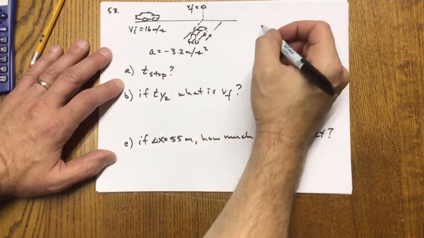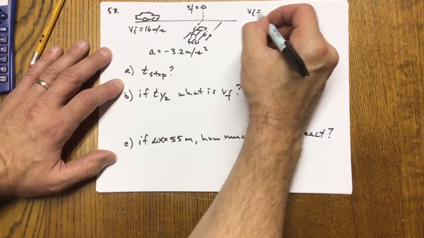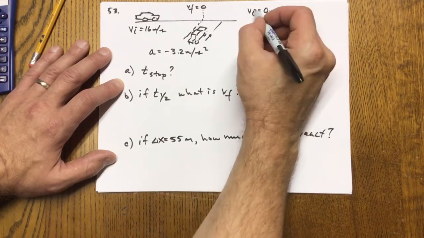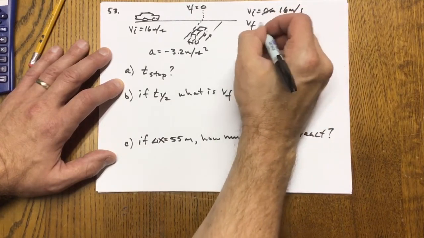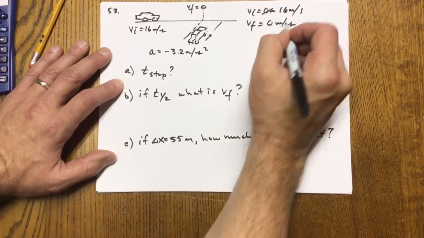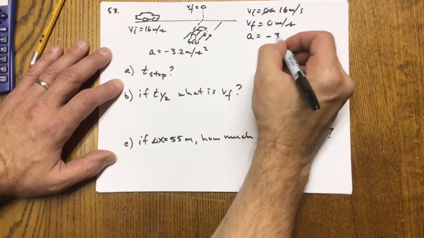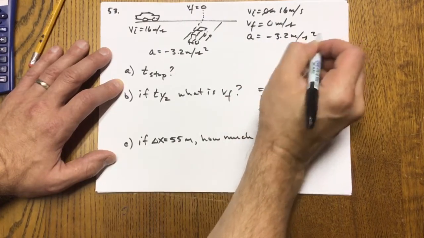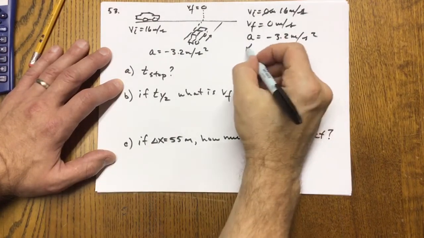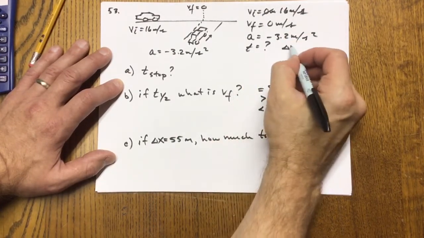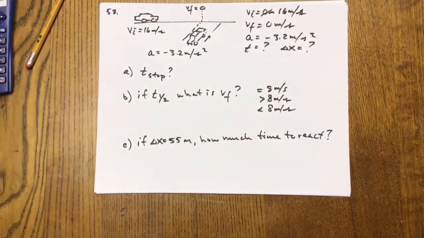So knowns and unknowns. The initial velocity is non-zero. It's 16 meters per second. Our final velocity is 0. Our acceleration of our car is negative 3.2. We don't know the time, and we don't know the displacement. Okay, so we start thinking, do we need one of the equations of motion?